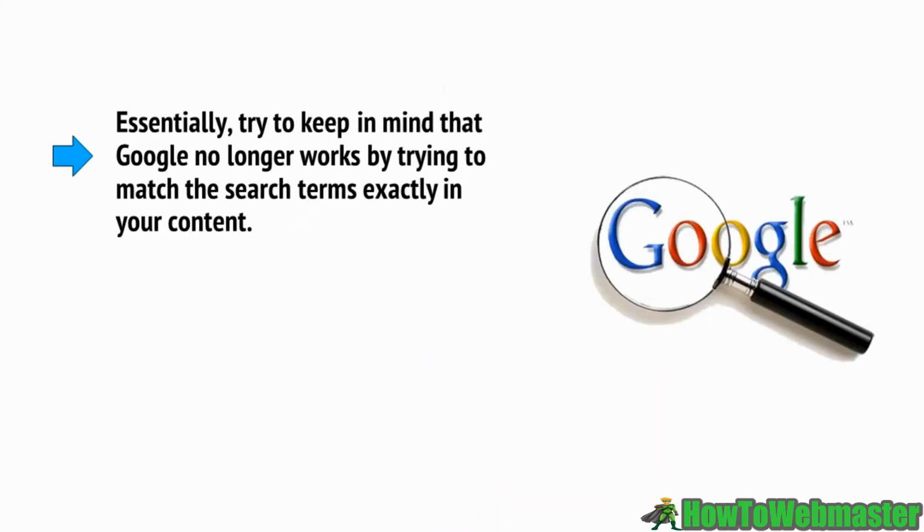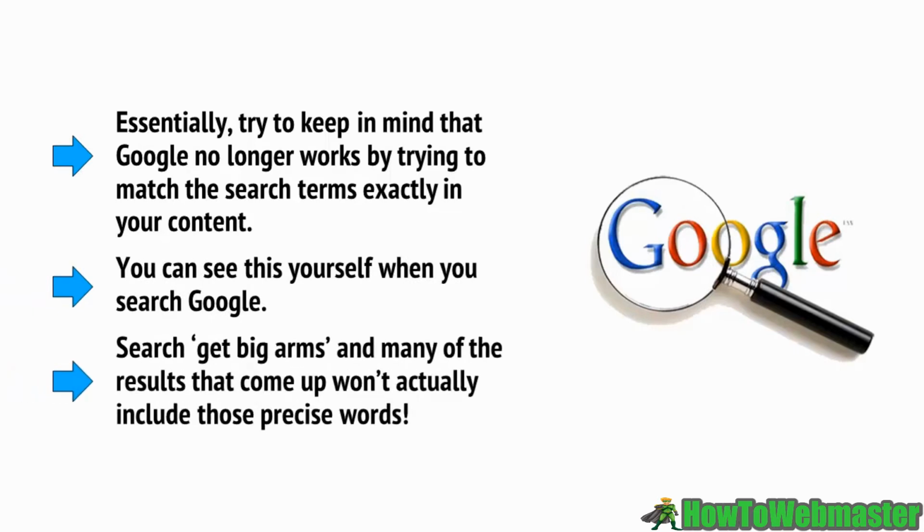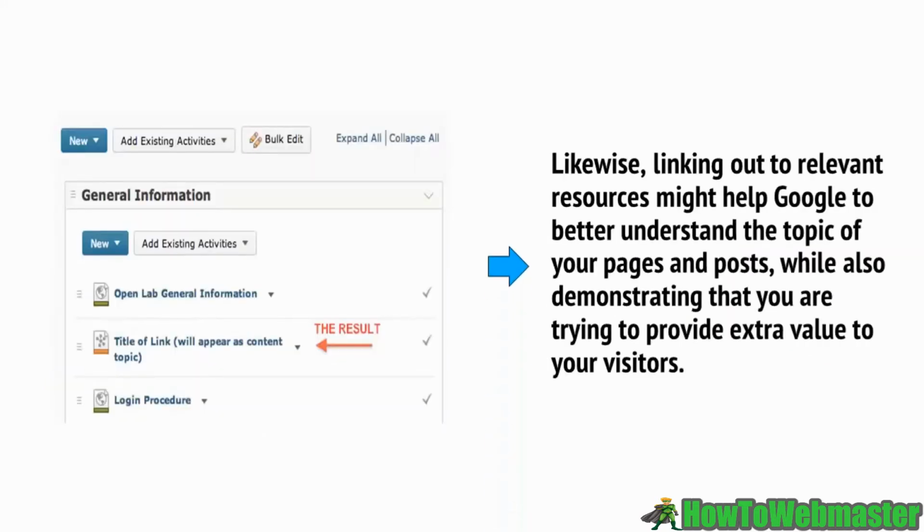Essentially, try to keep in mind that Google no longer works by trying to match the search terms exactly in your content. You can see this yourself when you search Google. Search "get big arms," and many of the results that come up won't actually include those precise words. Likewise, linking out to relevant sources might help Google to better understand the topic of your pages and posts, while also demonstrating that you're trying to provide extra value to your visitors.